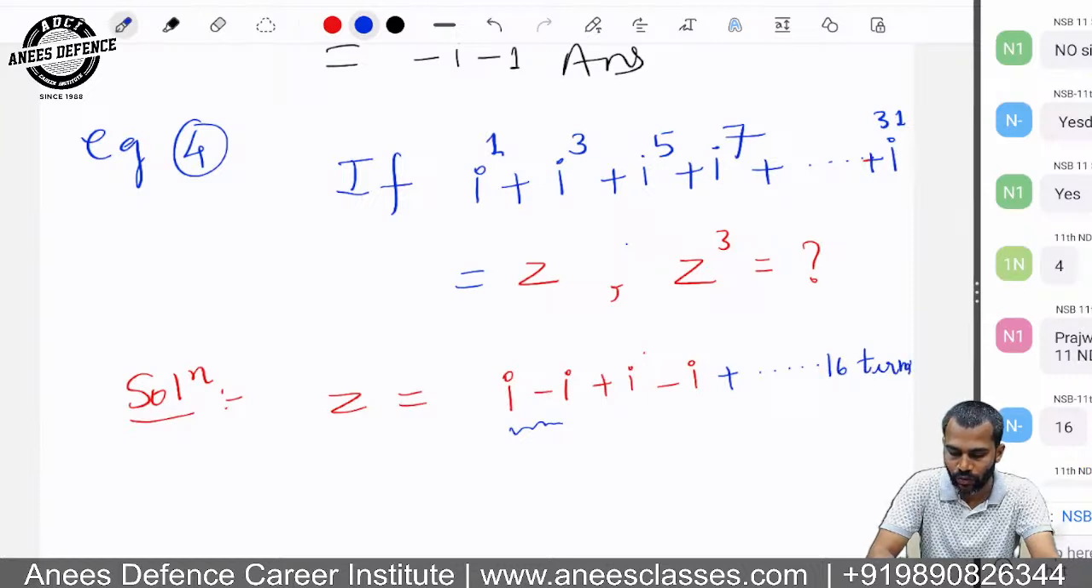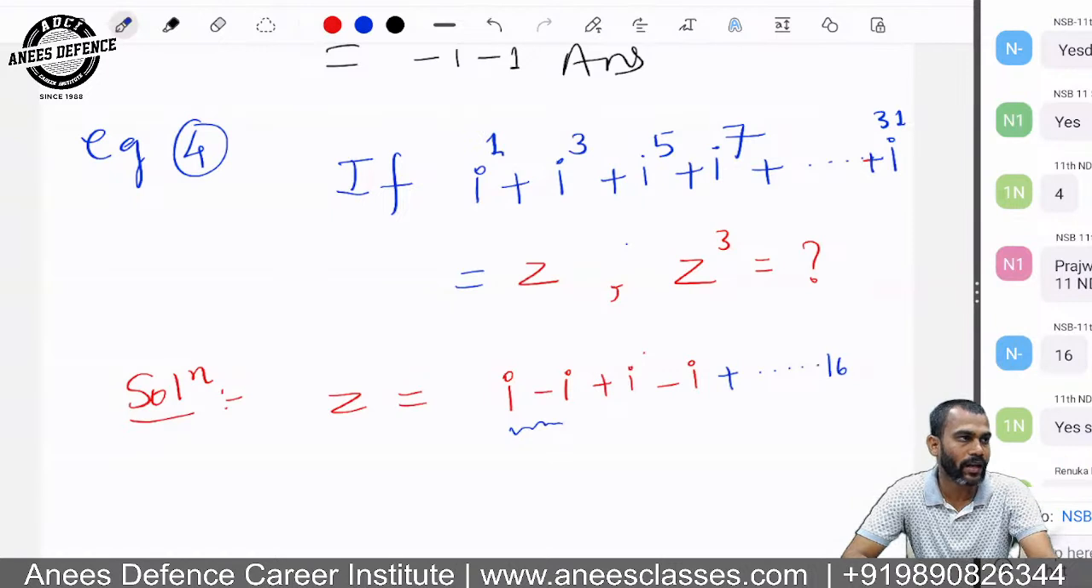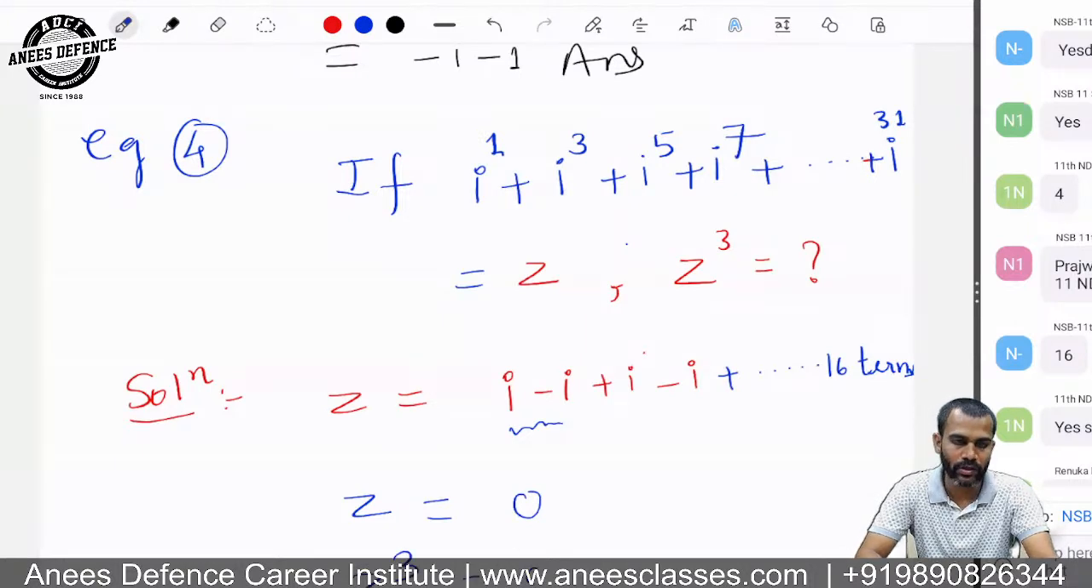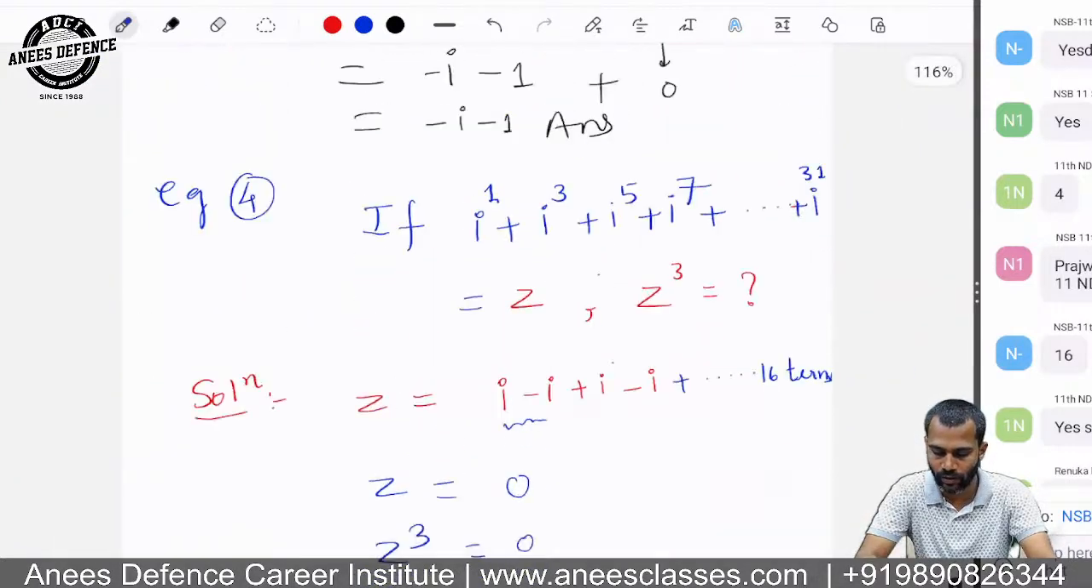Very easy now. 16 is an even number. So we don't have to keep any term aside, because it is already an even number. How many pairs will be there? 8 pairs will be there. And every pair gives you 0. So answer is 0. So z is 0. So what is z cube? 0 only. So answer is 0. I hope it is clear. This was easier. Yes, online students.